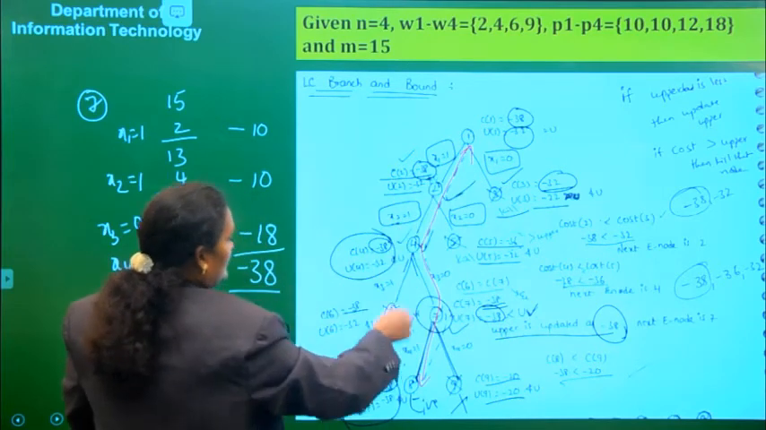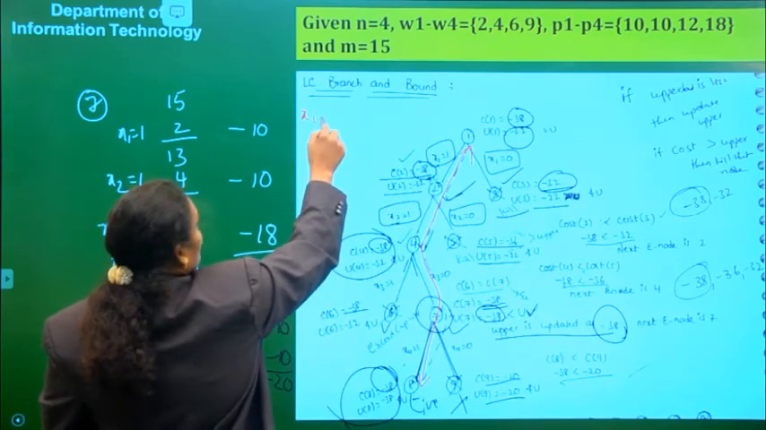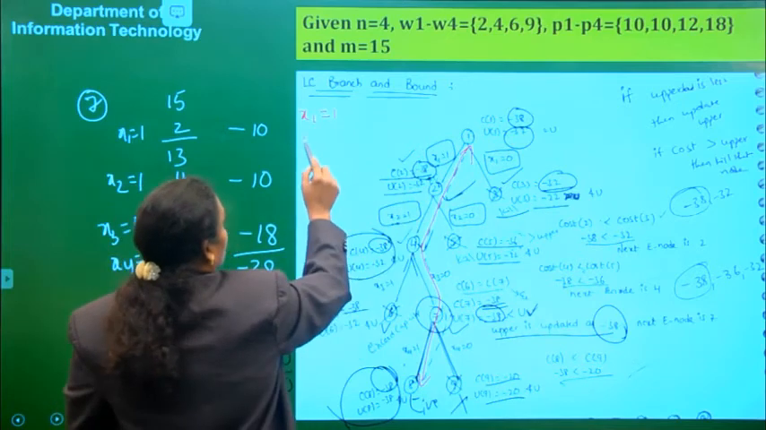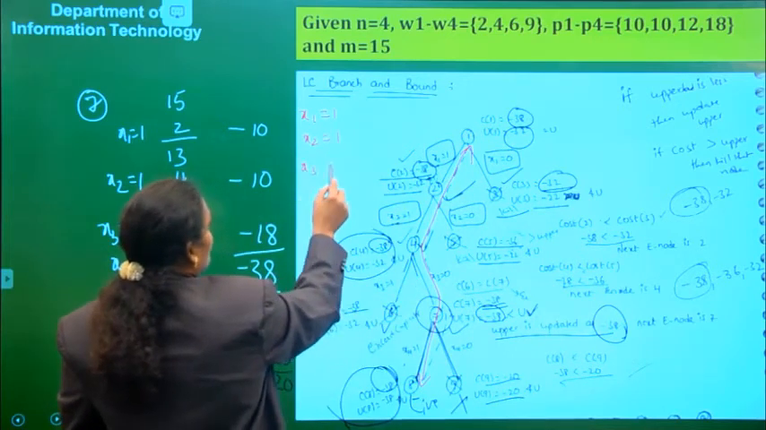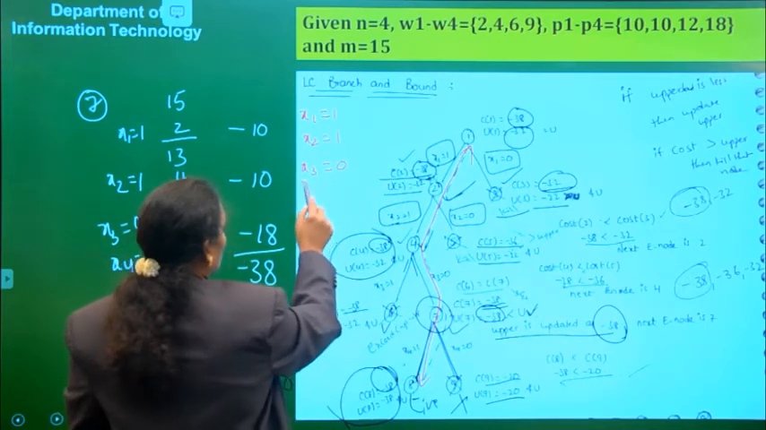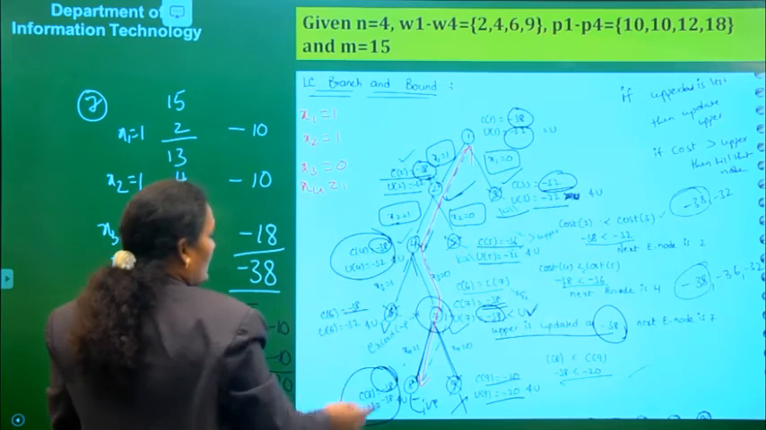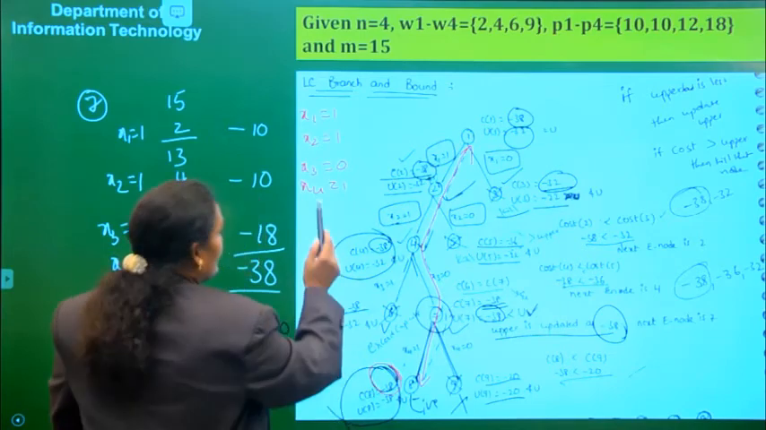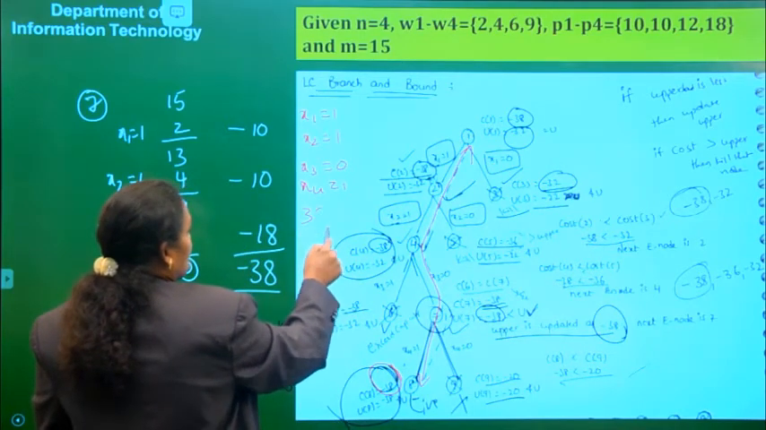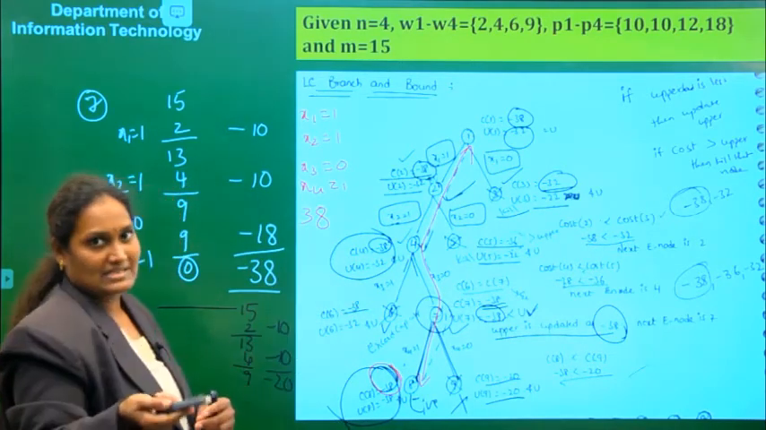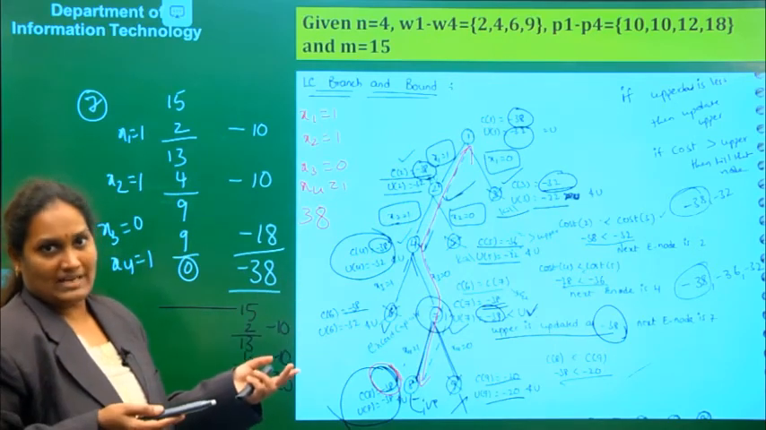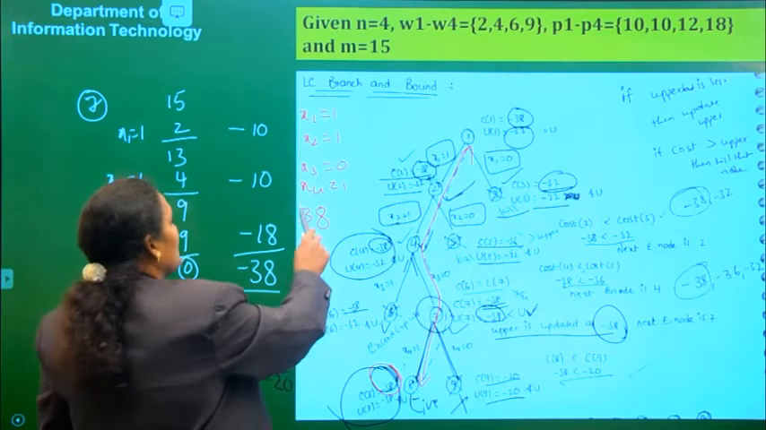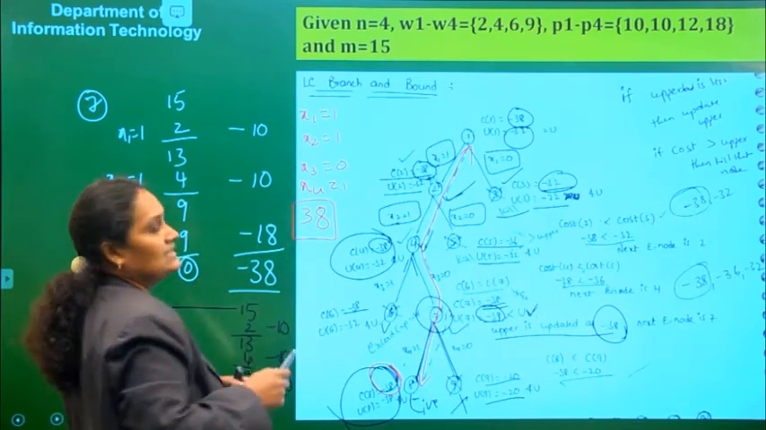Now in this path, what are the values? x1 1, x2 1, x3 0 and x4 1. So what is the profit that we are earning? Minus 38, since we converted that into minus. But if you take the original positive values, the maximum profit earned is 38.